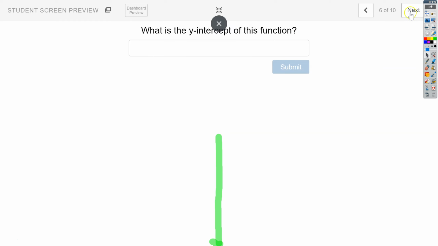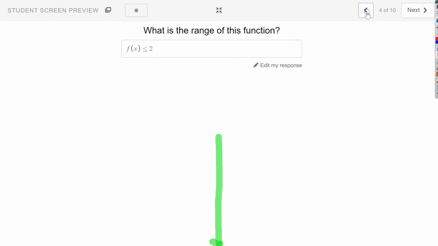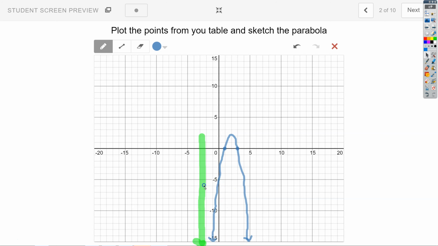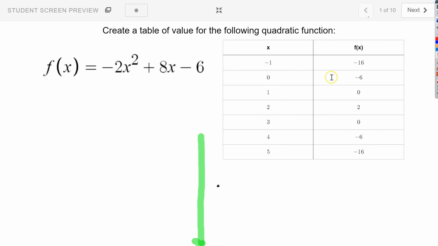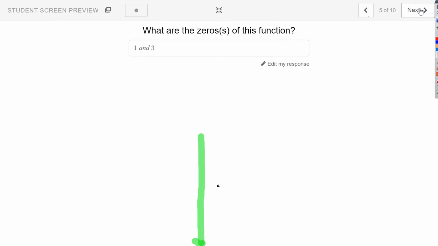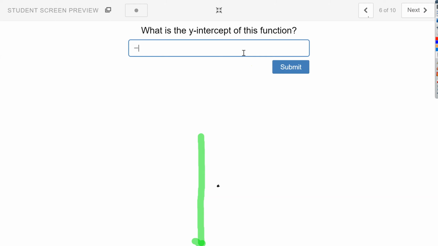And then what is the y-intercept of this function? So let's look for the y-intercept. I think I did a poor job sketching it, but it should be right here. But again, I didn't do a very good job, but you can go ahead and look at your table for this and you would notice what that's going to look like. When I plug in a 0, I got a -6. So that's my y-intercept, -6.